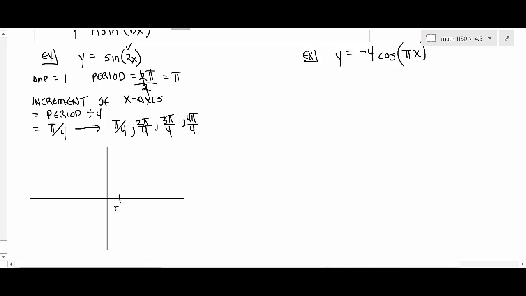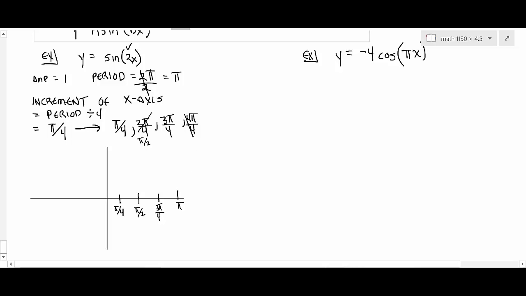So what we're going to do then is go to the x-axis. The first key place is pi over 4. The next one is 2 pi over 4, but you want to reduce that down to pi over 2. Okay, you want to write these in a reduced form. Then the next one is 3 pi over 4. Then the next one is pi.